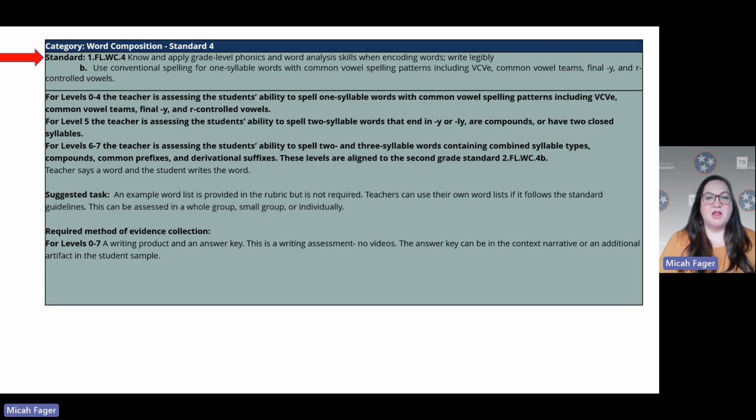Use conventional spelling for one syllable words with common vowel spelling patterns, including VCVE, common vowel teams, final Y, and R-controlled vowels. When students are at levels 0 through 4, the teacher is assessing the student's ability to spell one syllable words with common vowel spelling patterns, including VCVE, common vowel teams, final Y, and R-controlled vowels.